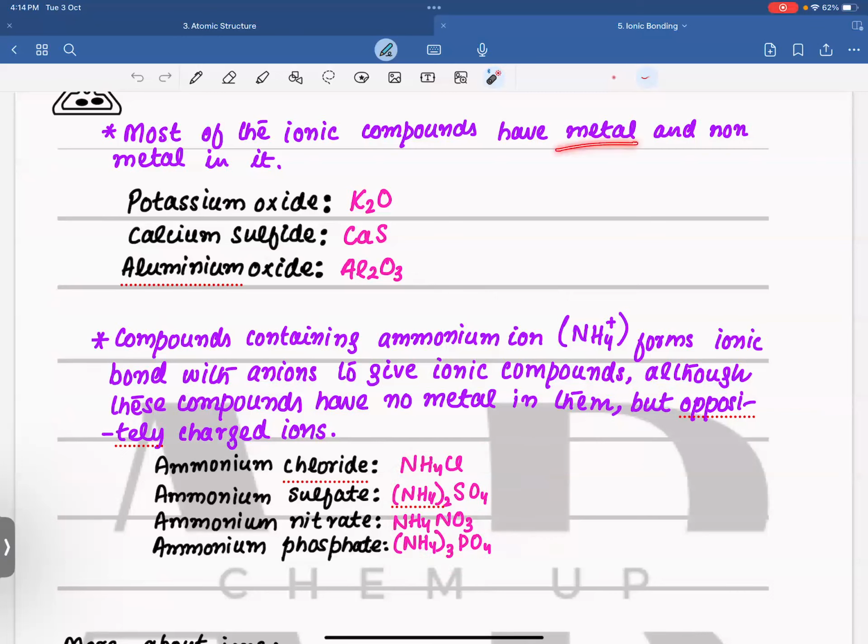So mostly in an ionic compound, there is a metal ion and a non-metal ion, but there are a few compounds which are ionic which do not have any metal in them. Is this clear? Yes, Khatija? Yes, sir. Okay, complete this quickly.